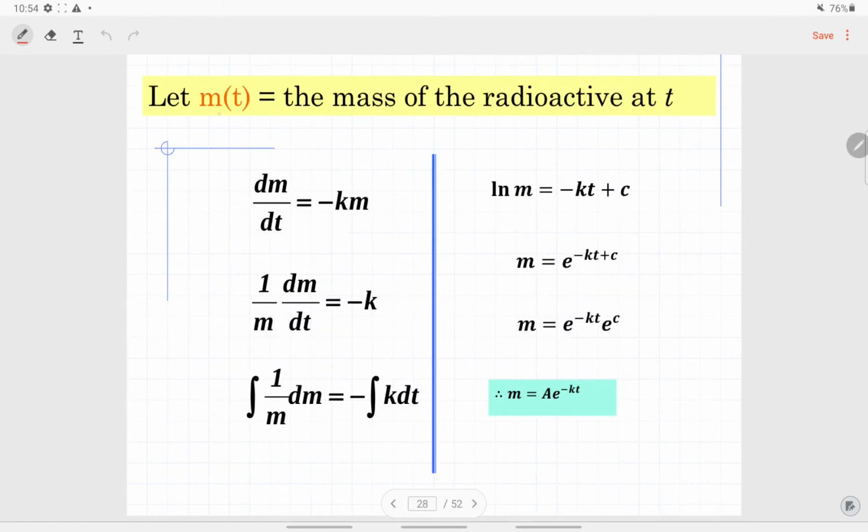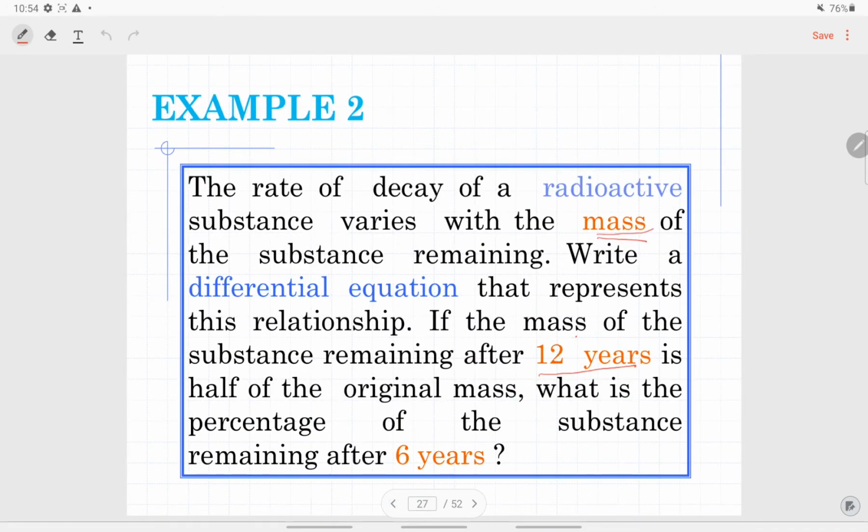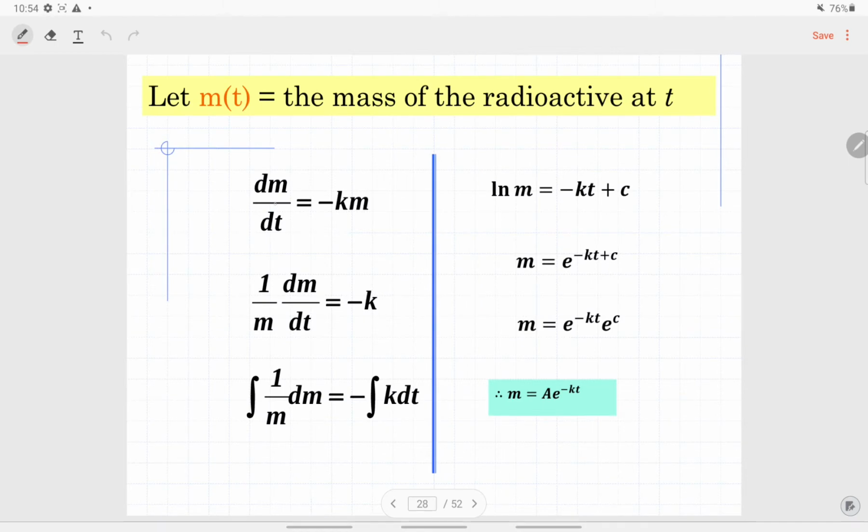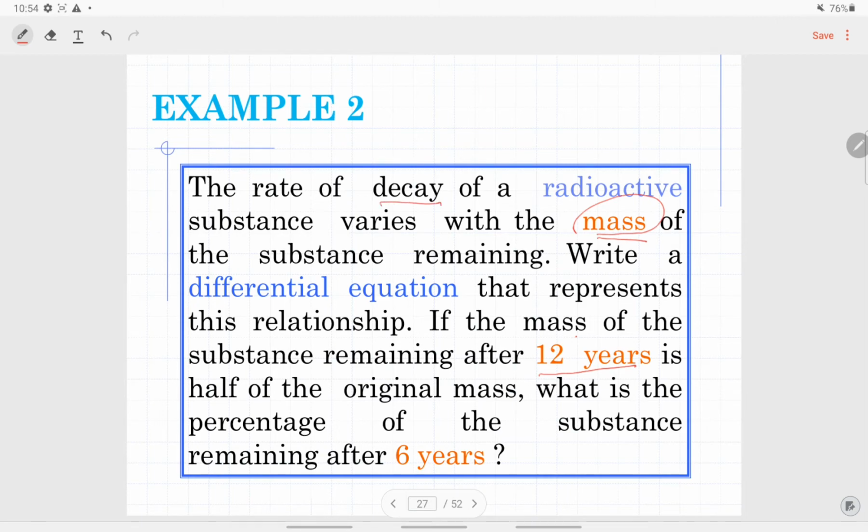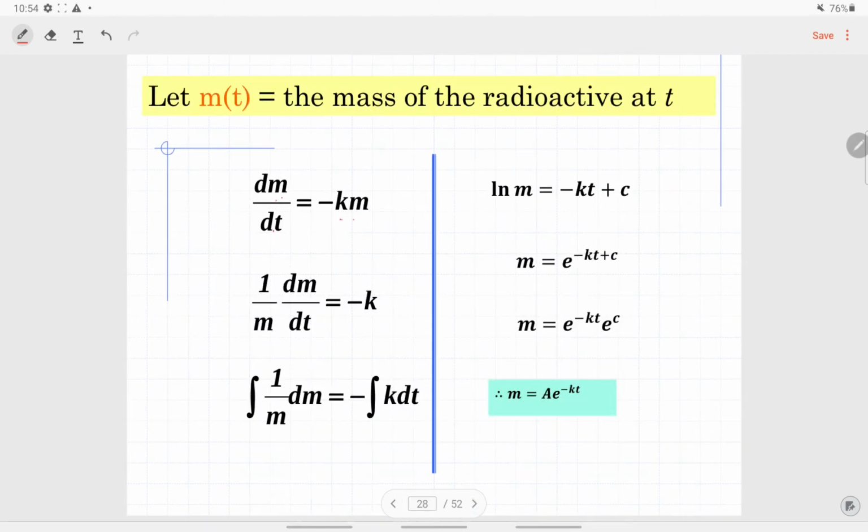Okay, we let the mass M(t) equal the mass of the radioactive substance at time t. We know that dM over dt, the rate of change of mass over time, equals negative kM. Why negative? Because it is decay, the disintegrating, which will reduce the number of atoms. That's why we get negative. And then we separate the variables, with M on the left hand side and k on the right hand side, so bring the M to the left hand side.